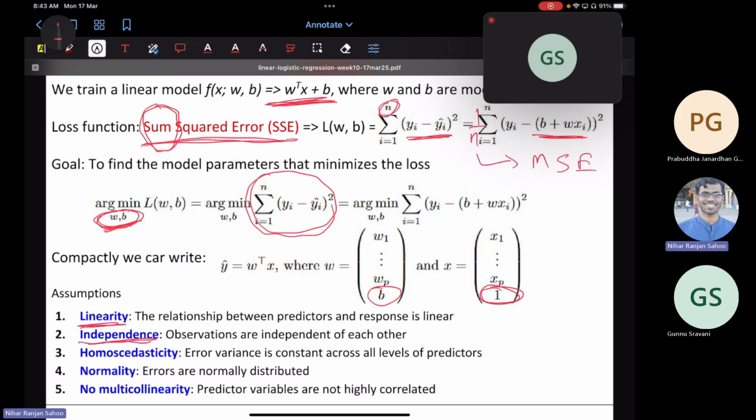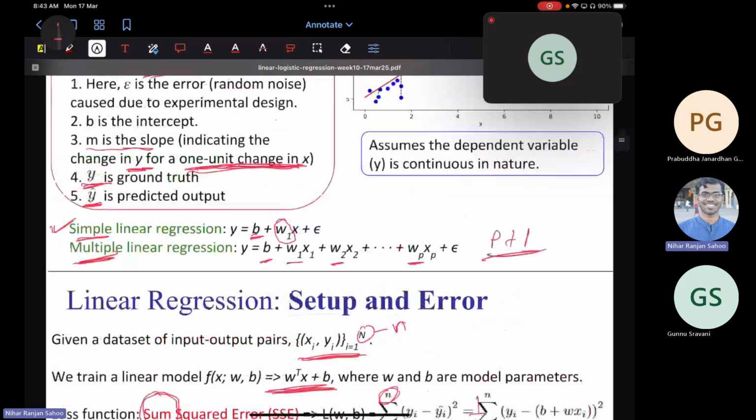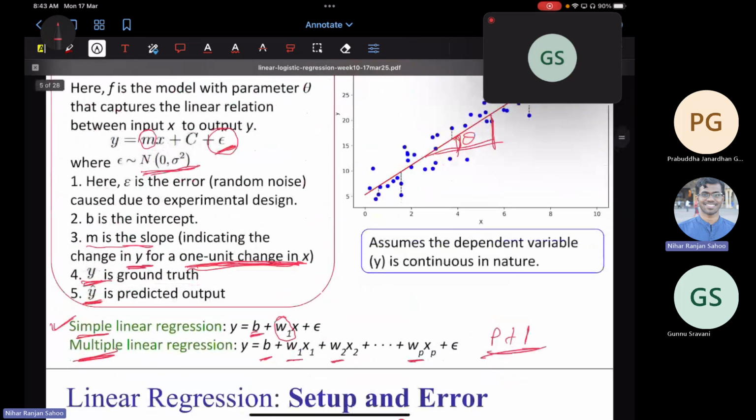Second assumption is independence. The n observations we have, all the observations are assumed to be independent of each other. This is a new terminology you have not heard of: homoscedasticity. What it says is, the error variance is constant across all levels of the predictor. What is the error variance? This is the error. What error are we talking about? This mechanical error we are talking about.